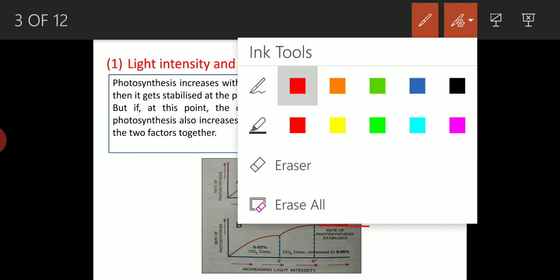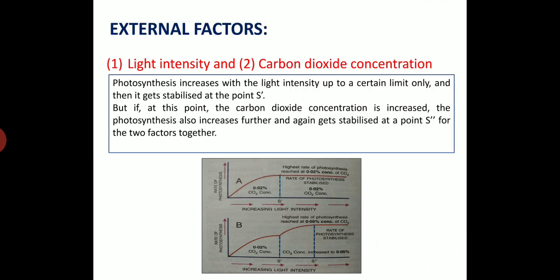So, from this slide, it is very much clear that the rate of photosynthesis increases with the increase in the light intensity, but that too up to a certain limit. And if at that limit, after which the rate of photosynthesis will get stabilized, the carbon dioxide concentration gets increased, then the rate of photosynthesis will further increase. But after that, again the rate of photosynthesis will get stabilized. Okay, in this way the light intensity and carbon dioxide concentration affect photosynthesis.